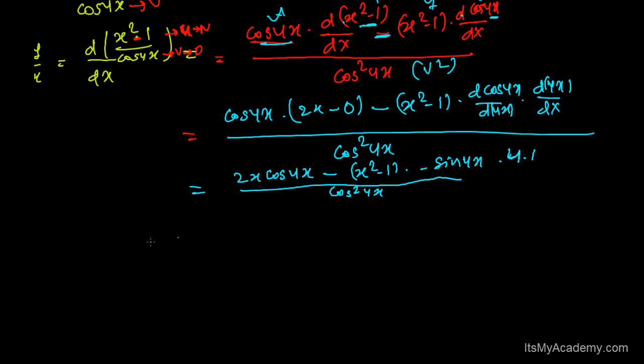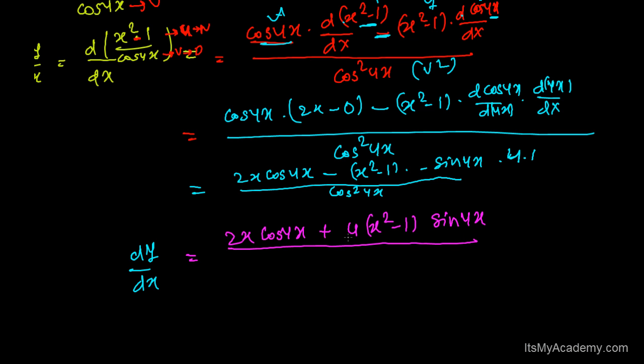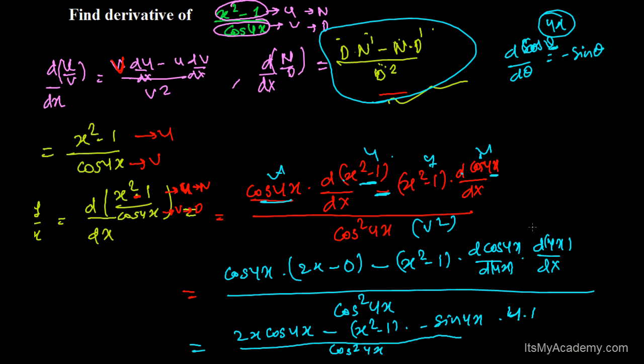So finally our derivative dy over dx is 2x cos 4x minus, and this minus becomes plus, so plus 4 times (x square minus 1) sine 4x, whole divided by cos square 4x. That's our answer, what we were finding out. And like this, you need to find the derivative of any function which is in the form of a quotient.